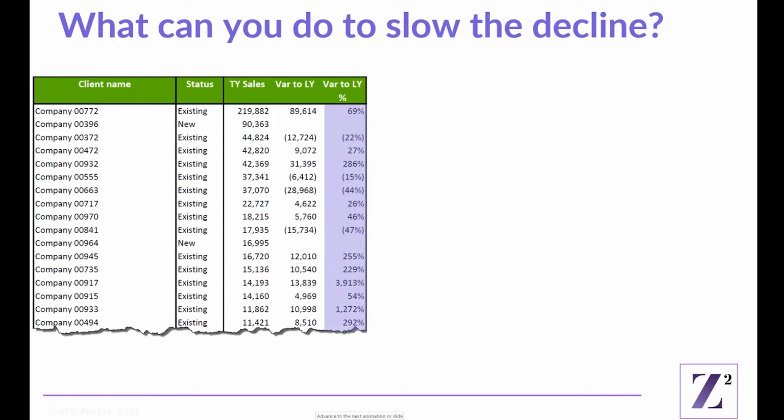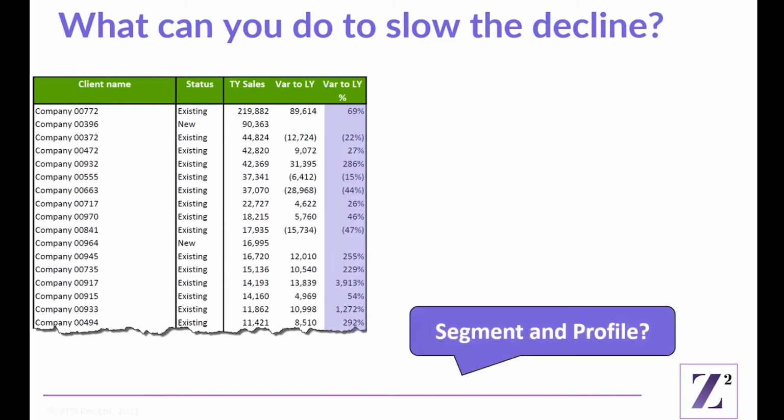This builds on the discussion around improving client retention we had last week. All of the customers with a negative variance, so those in brackets, are showing decline in sales year on year. Why is that? We can see 4 of them are in decline here. By segmenting and profiling, patterns and profiles will emerge and opportunities will come to light.